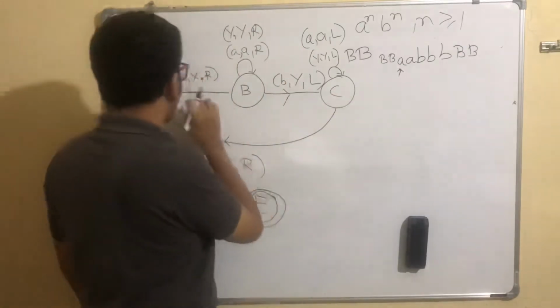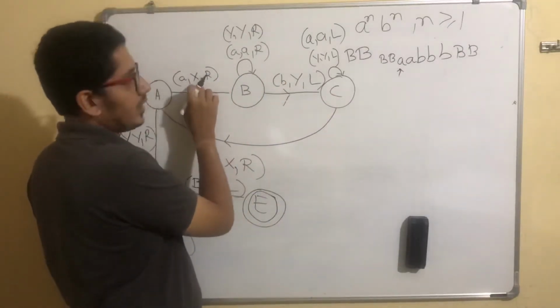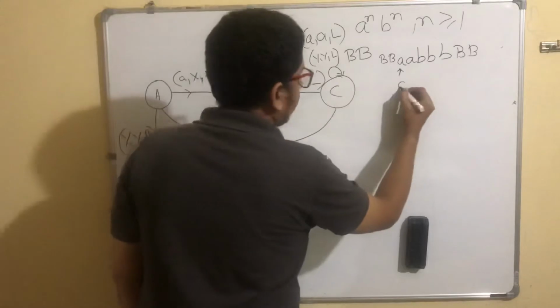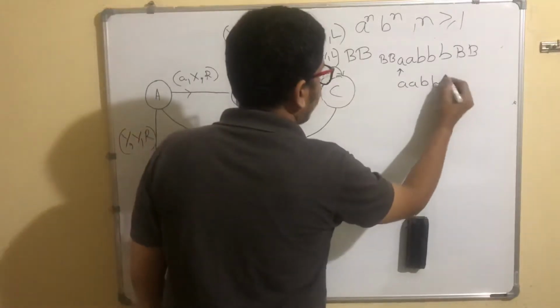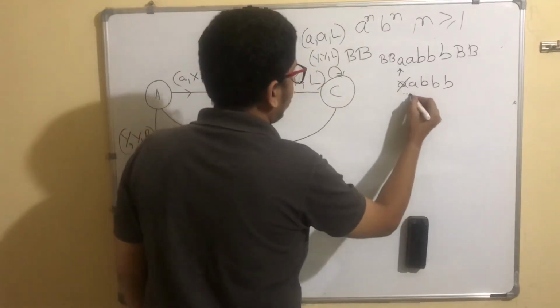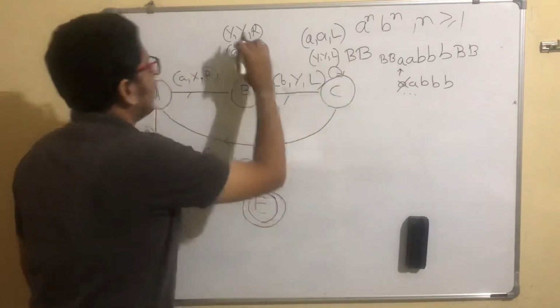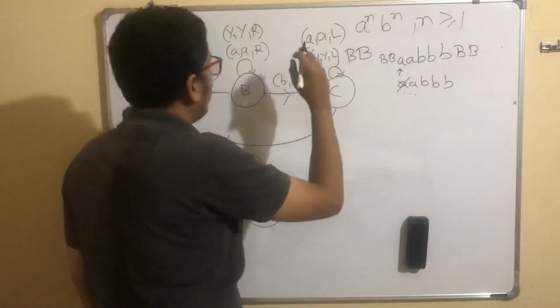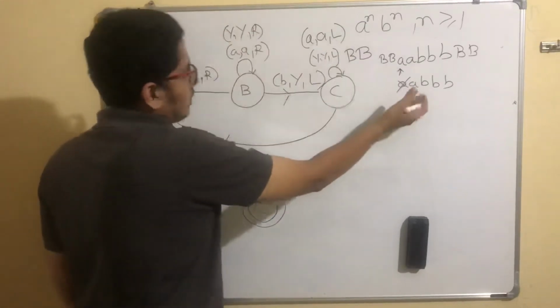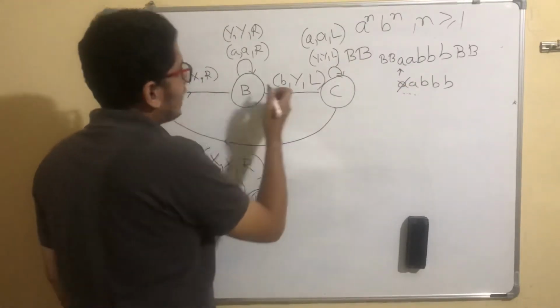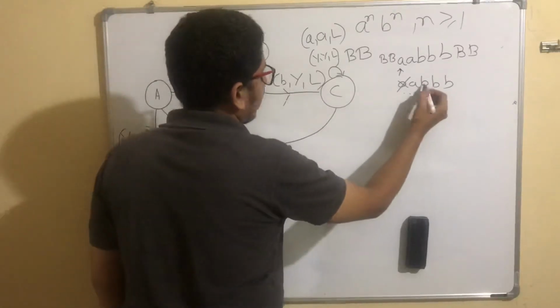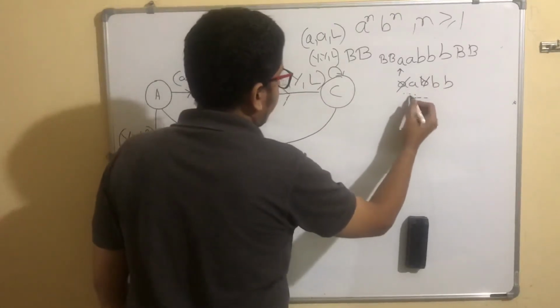So now here a. So when it sees the first a, it will make it as x and move right. A b b b. On the way there can be any number of a's, it will move right. There can be any number of y's, it will move right. Now this is not there because this is the first iteration. So when it sees a b, it will make it as y. It will start moving left, right?